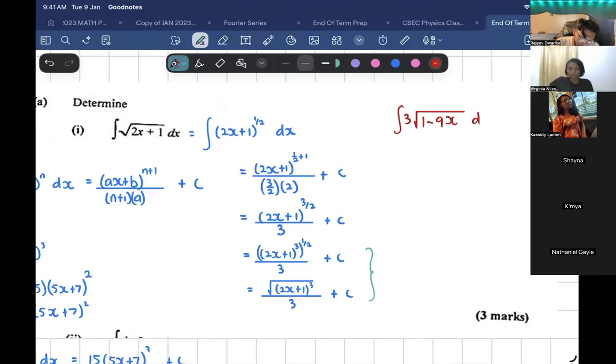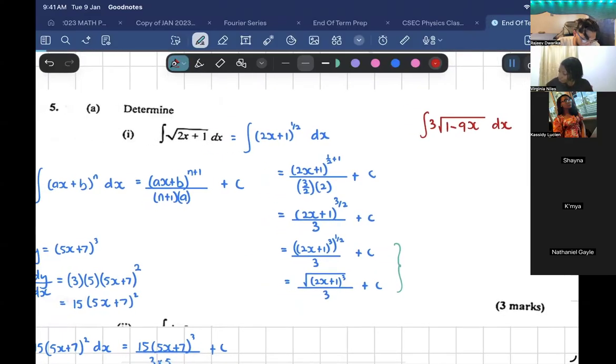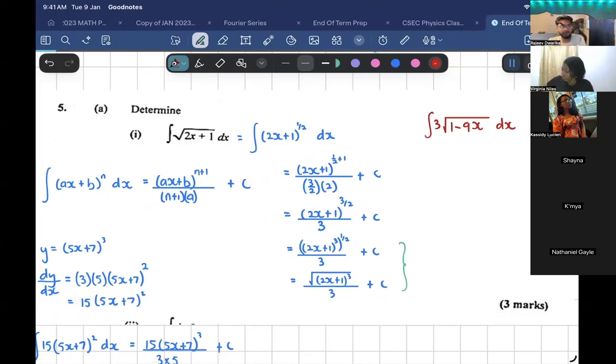And I'm giving you all 2 minutes. Cool. So Kamaya, Nathaniel, Sheena, you all didn't do integration as yet, but I think you all could get through with this. So let's go through the example I did here.